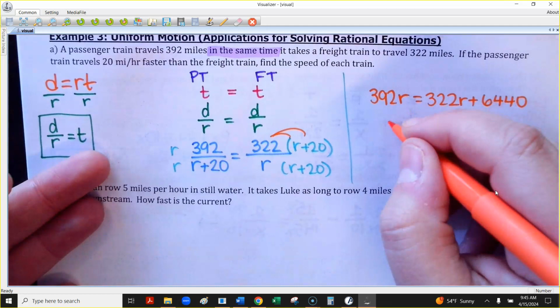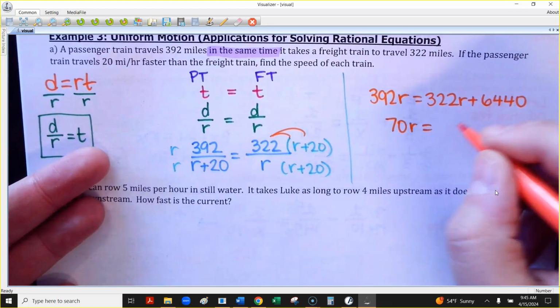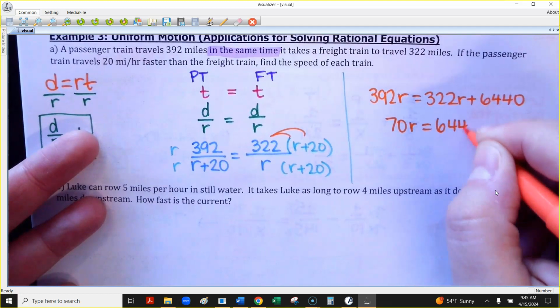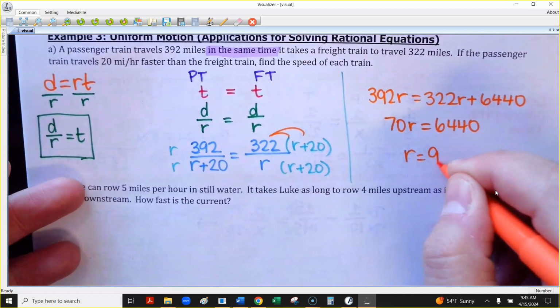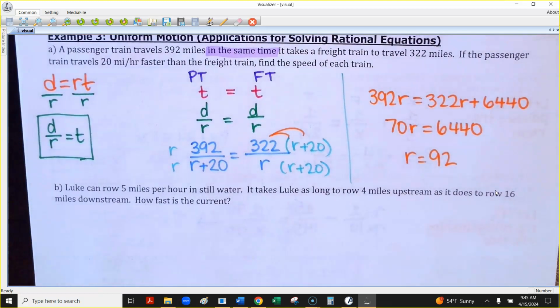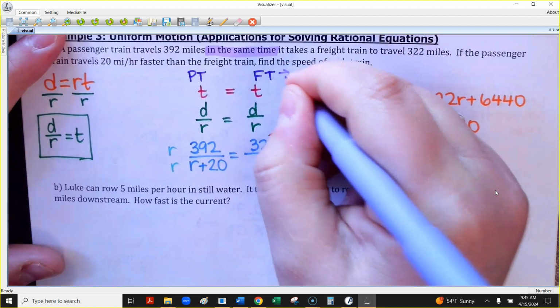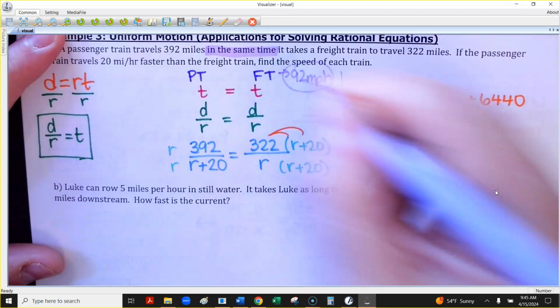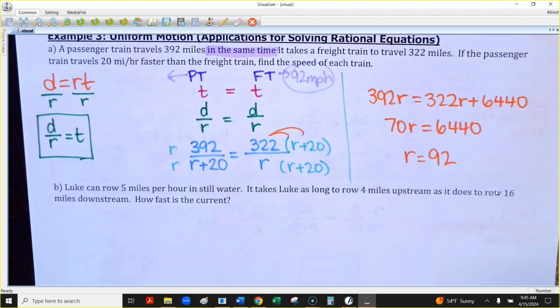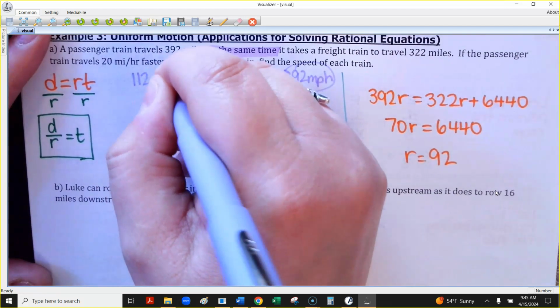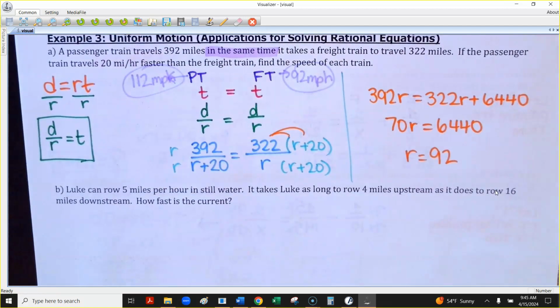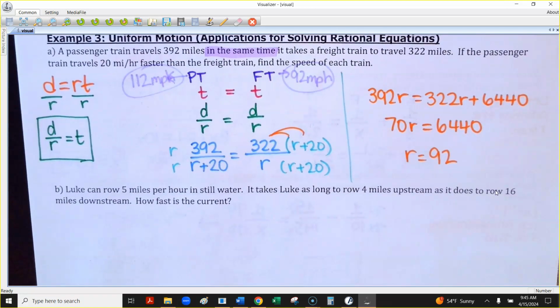This ends up being 70R equals 6440 if you subtract that 322R from both sides. And then what do we got here? The rate here, if I found just R, that's the rate for the freight train. All right, so let me go back and write this in. So the freight train would be 92 miles per hour. And then the passenger train is going 20 miles an hour faster, so I would just take 92 and add 20 to it. So 112 miles per hour. It's kind of two answers to this question because it's asking for the speed of both trains.